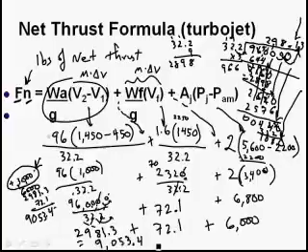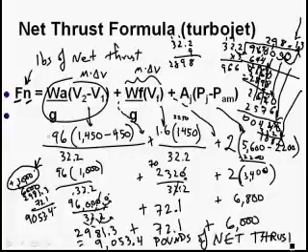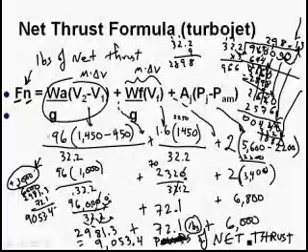9,053.4. And you got to label it. Pounds of net thrust. And if you'd rather use LBS, that's cool. That's an industry standard term, LBS, pounds of net thrust.